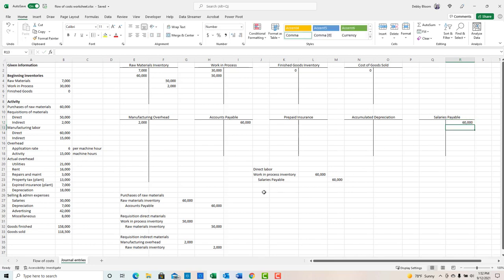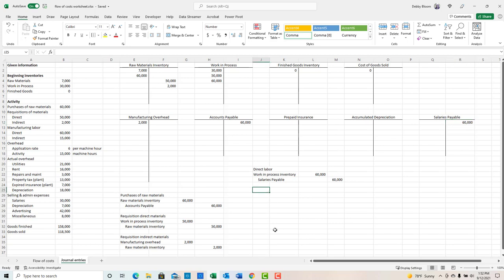Now we're going to do the same thing for the indirect labor, but instead of debiting work in process directly, we're going to debit manufacturing overhead. But first I need to post the debit to work in process inventory of 60,000, which I neglected to do. So I have my debit to work in process of 60,000 and my credit of 60,000.